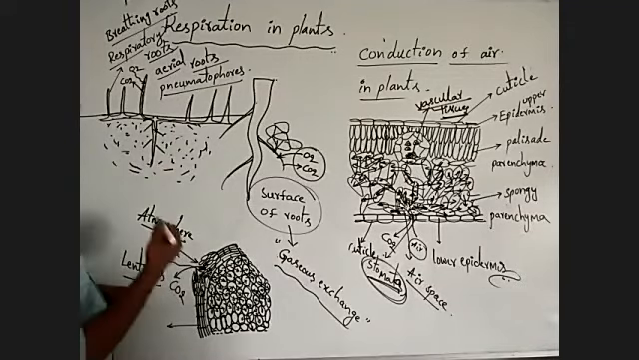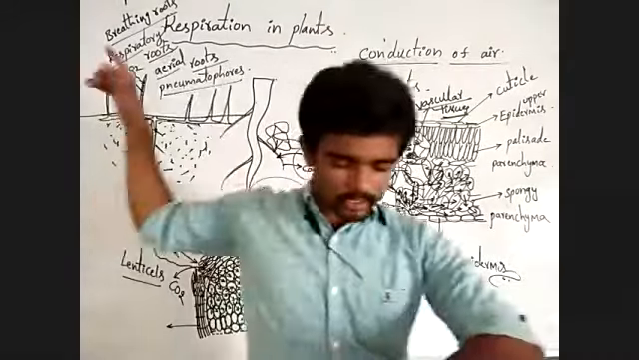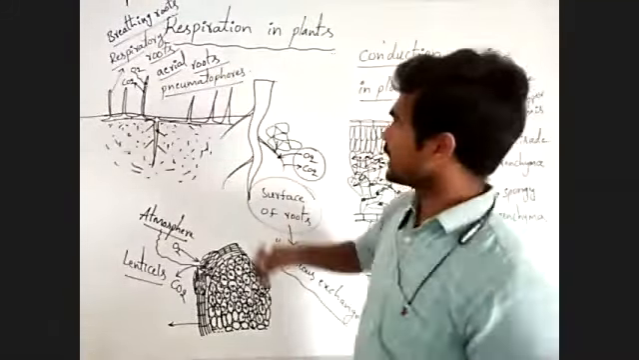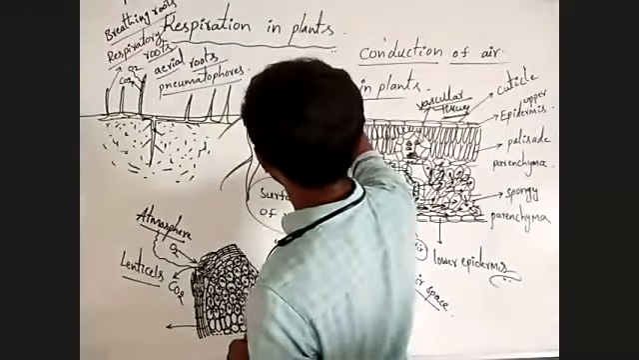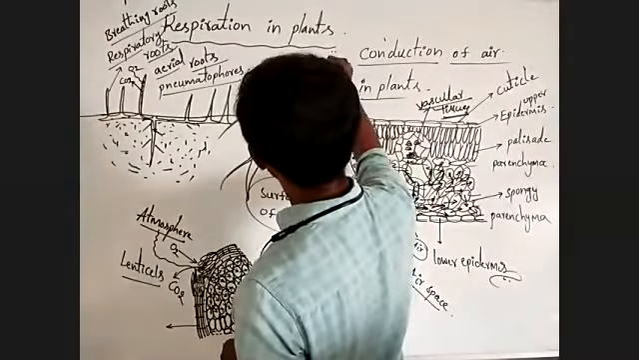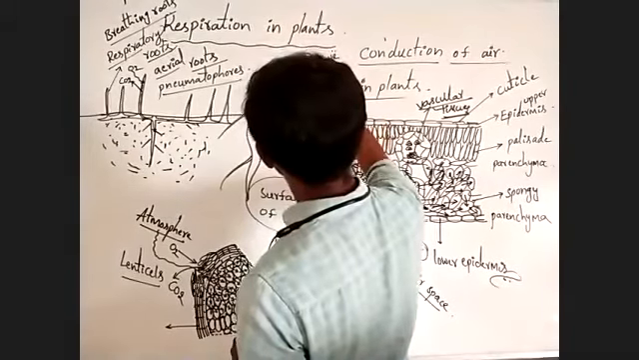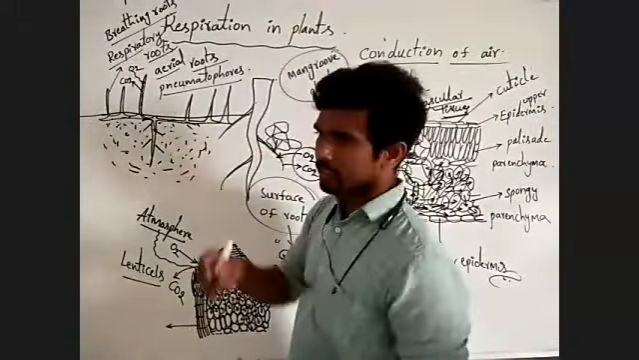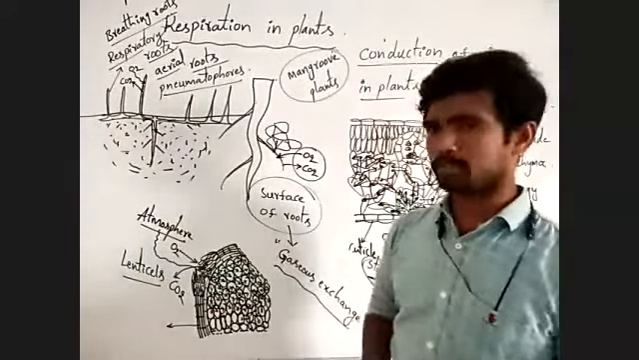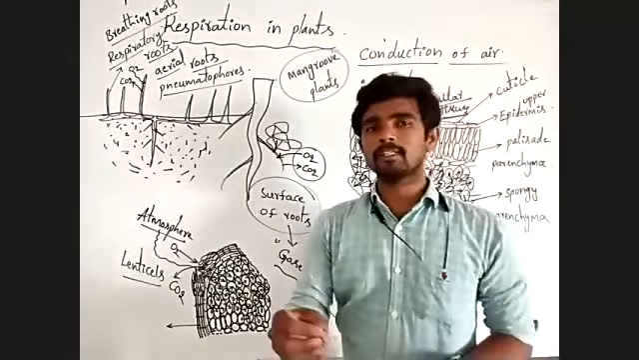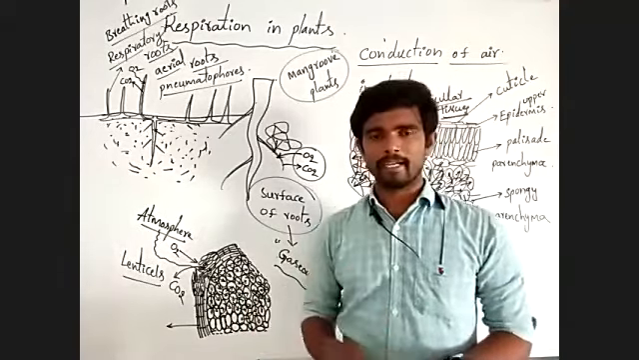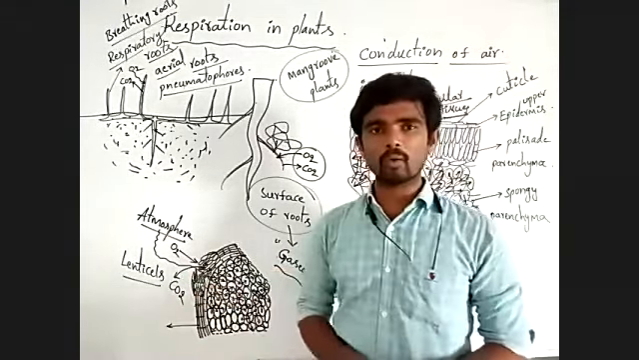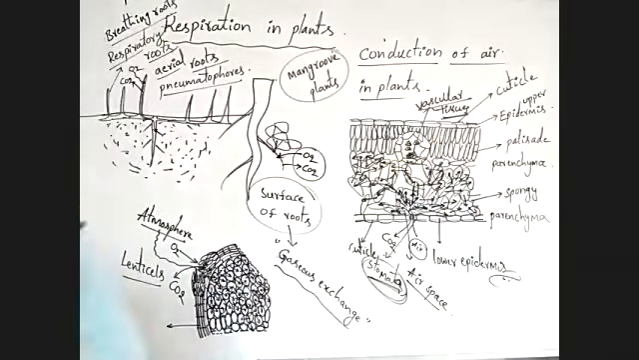Where can we observe this type of roots? Actually in mangrove plants. In mangrove plants, we can observe this type of root. Mangrove plants means plants which are grown in the backwaters of the seashore. Okay.